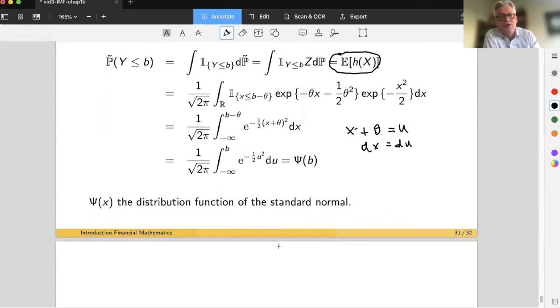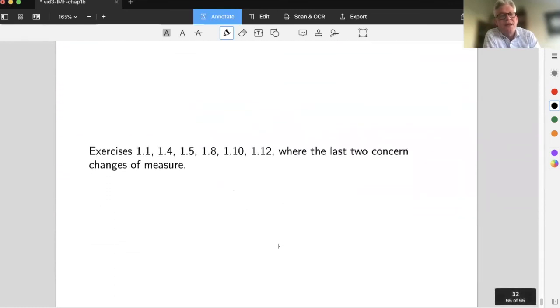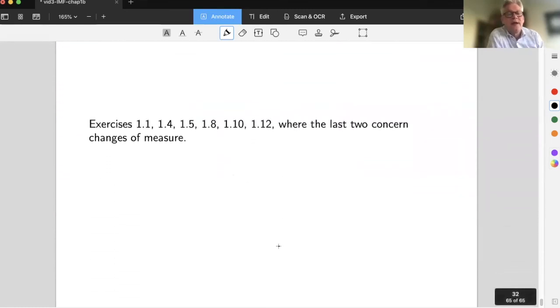And that concludes today's lecture. We have some exercises for the working lecture, and we suggest exercises 1.1, 1.4, 1.5, 1.8, 1.10, and 1.12. And these last two, they concern changes of measure. So I wish you a lot of success with these and see you next time.